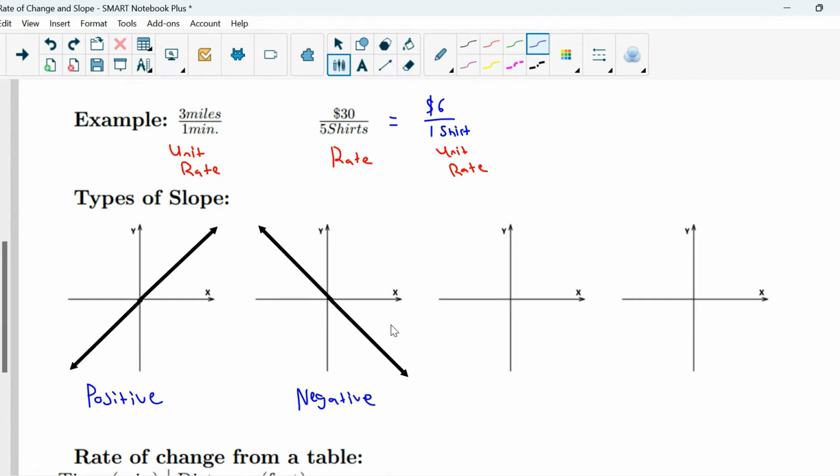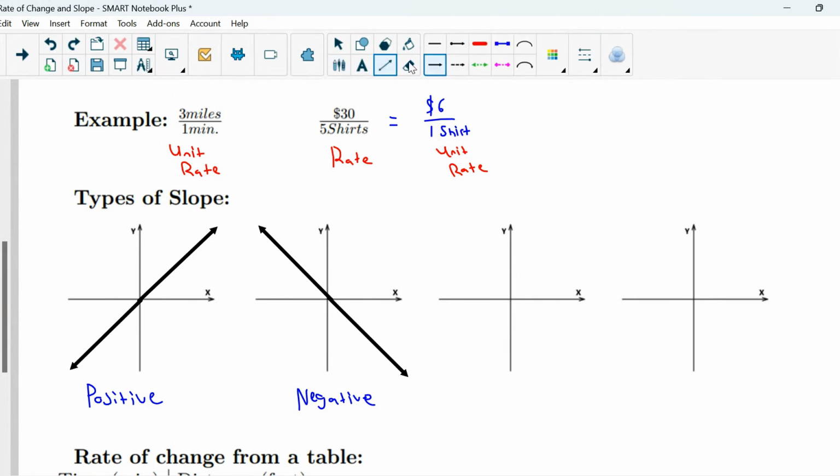Okay? So think about it. When you are climbing up, you are moving positively. We are increasing our altitude or elevation. When you are going downhill or moving down, you are decreasing your elevation.